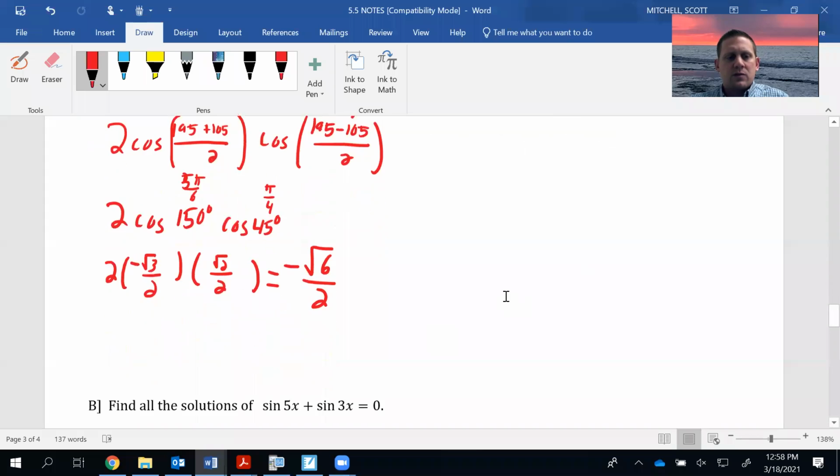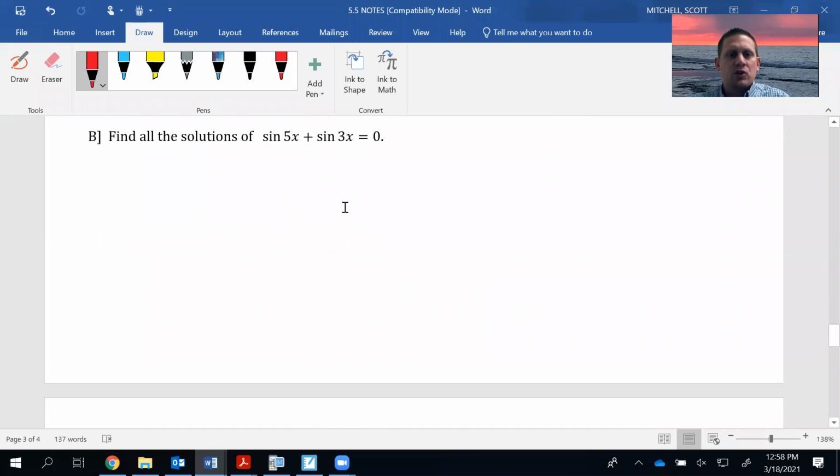So let's take a look at the next one. We're trying to find solutions here, so we're solving an equation. All right, so we have an issue here with solving. We can't just move this over here. We can't factor, because they're not the same period. There's a B here, so they have different periods.